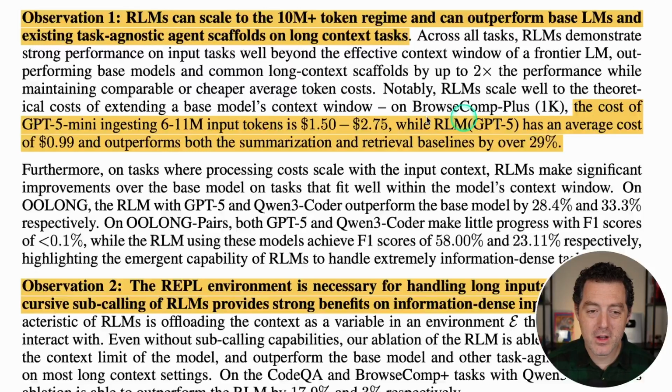Check this out. The cost of GPT-5 Mini ingesting 6 to 11 million input tokens is $1.50 to $2.75, while RLM GPT-5 has an average cost of 99 cents and outperforms both the summarization and retrieval baselines by over 29%. Cheaper and better. That's really all you can ask for.